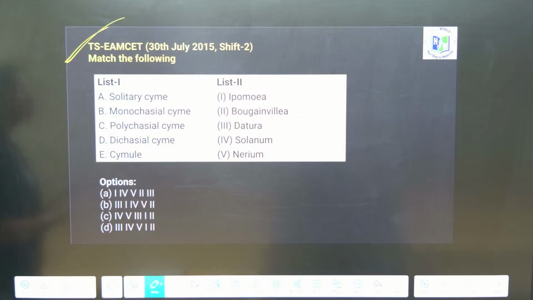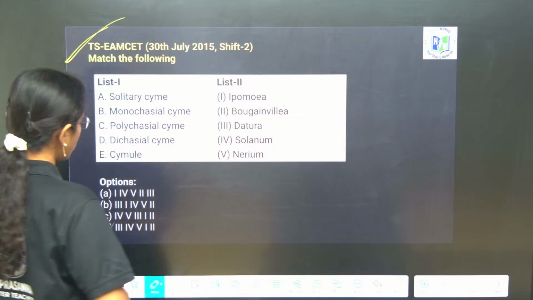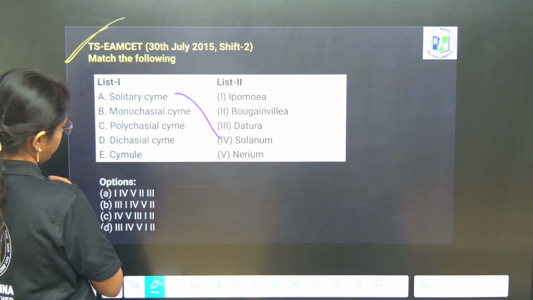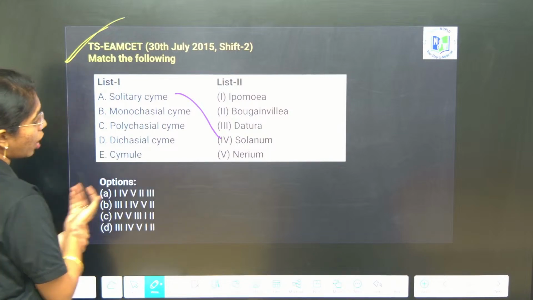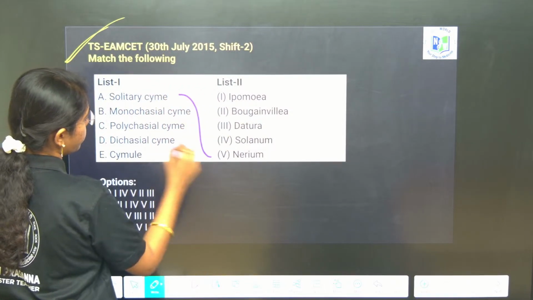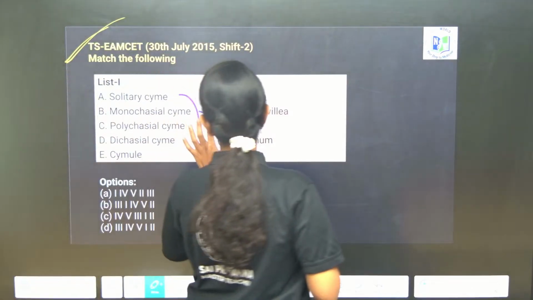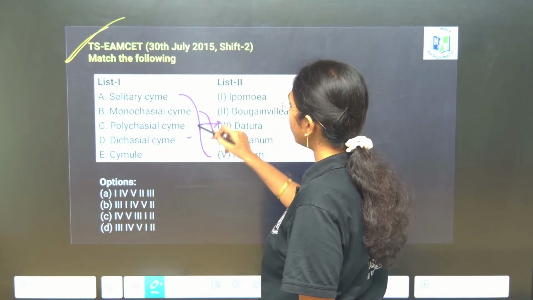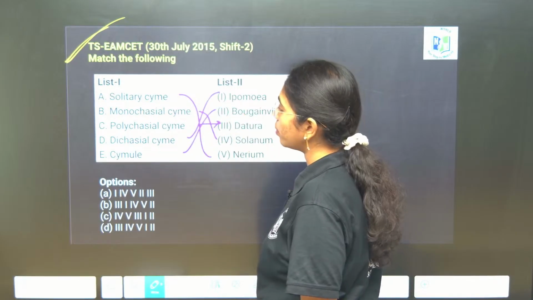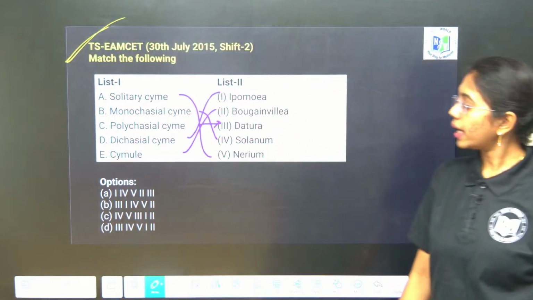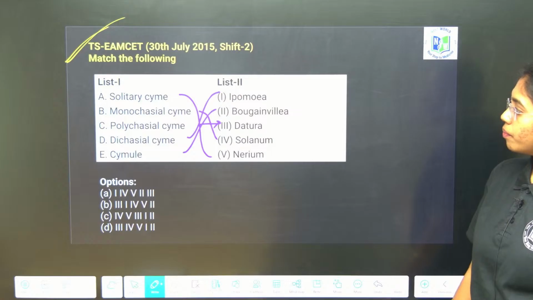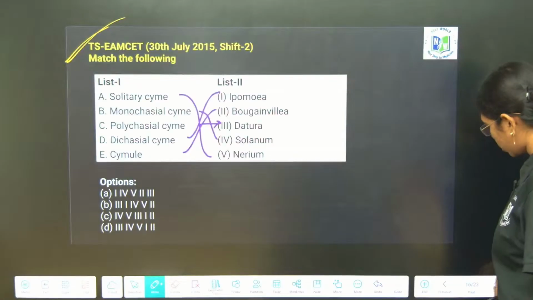Yeah, look at it. Solitary cyme. Solitary cyme is observed in Solanum, monochasial. No. Solitary cyme is observed in Nerium, monochasial in Solanum, polychasial Datura, dichasial is observed in Ipomoea, cymose in Bougainvillea. Clear, right? This will be the right match. Solitary cyme, monochasial, polychasial, dichasial and cymose. Fine. Next question.